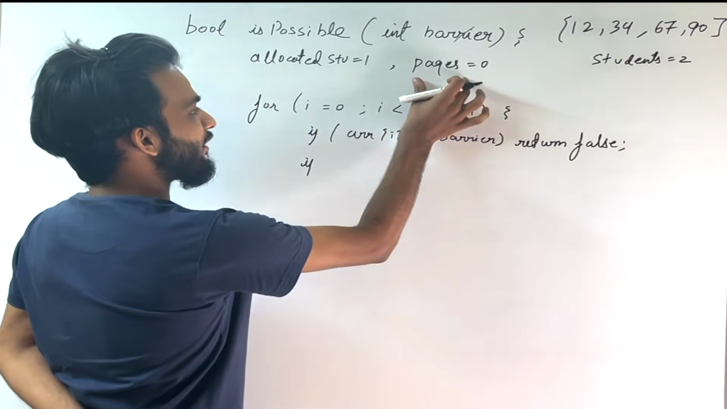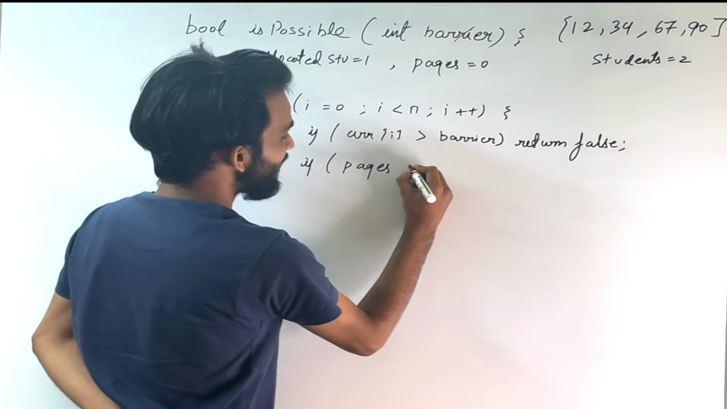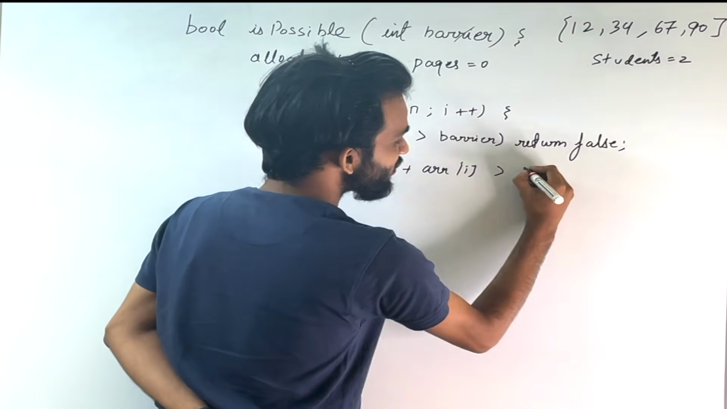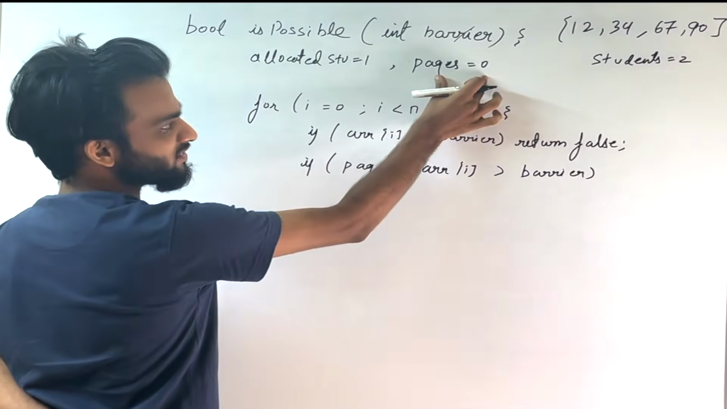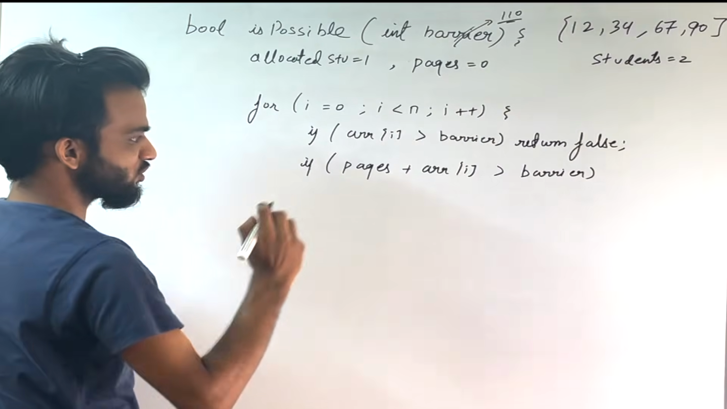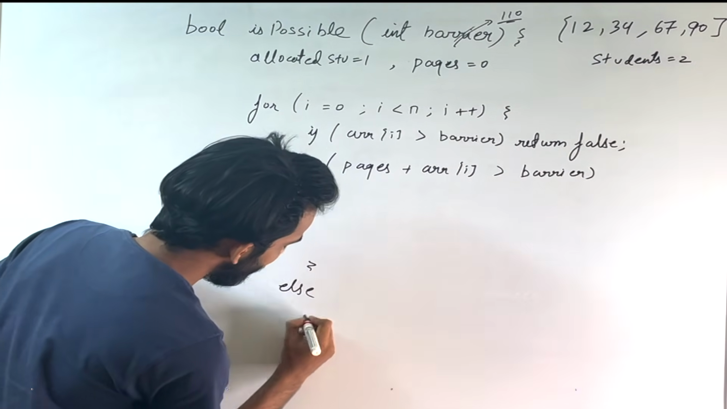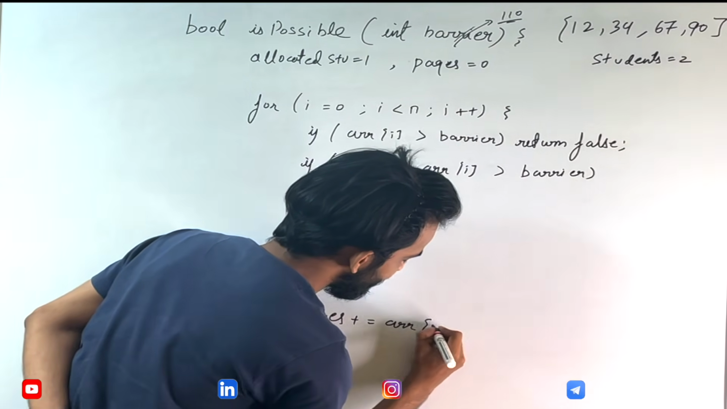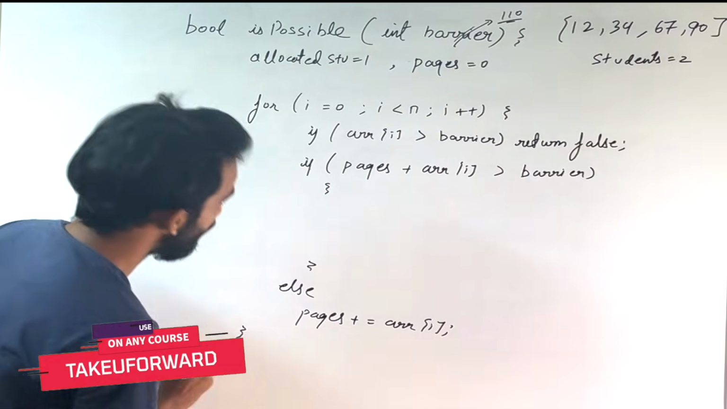What happens if currently student 1 has 0 pages? So pages plus array of I, if this crosses the barrier. As of now it is not. As of now pages is 0. 0 plus 12, if you take a barrier let's say of 110, it doesn't cross. If it crosses, we are going to do something. But if it doesn't cross, we are going to add it to our student. Let's say, student, please add this array of I to yourself. Right? We're going to tell them, please add it to yourself. And this is where my for loop will end.